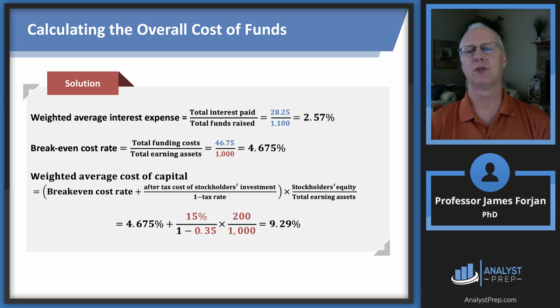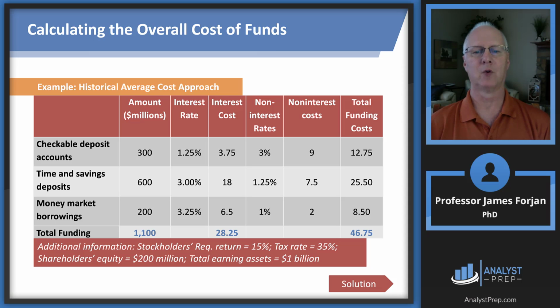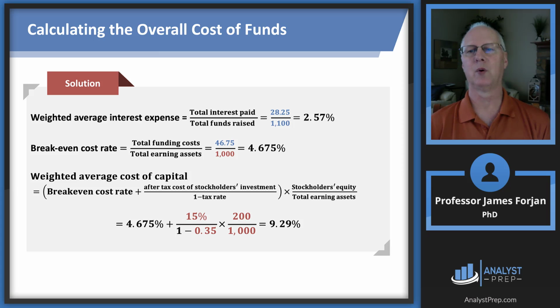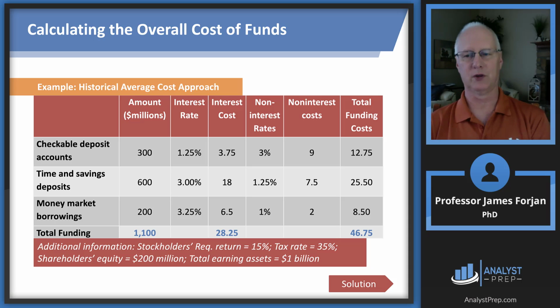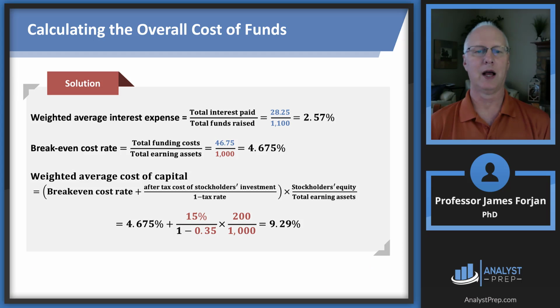So weighted average interest expense. Let me go ahead and just toggle back and forth. All we're going to do is take that 2825 and divide it by the total funding amount, right? So that gets us 2.57%. Our break-even cost, we've got to go all the way over to the total funding, right? We need the interest plus the non-interest cost. So that total was 46.75, and we're going to divide that by the total earning assets, which was $1 billion or 1,000 here, since we're dropping many of the zeros. So let me just round to 4.7% for our break-even costs.